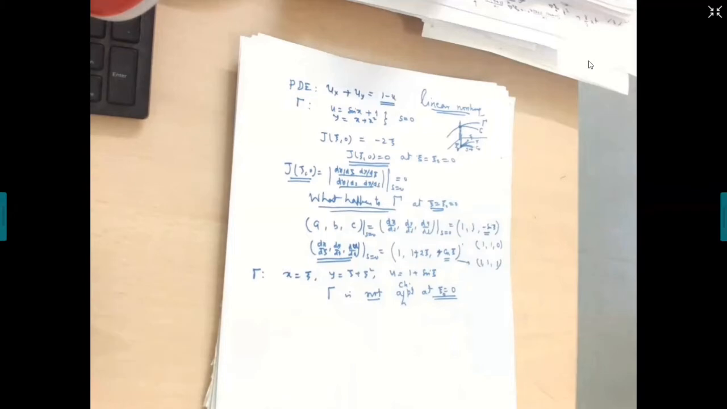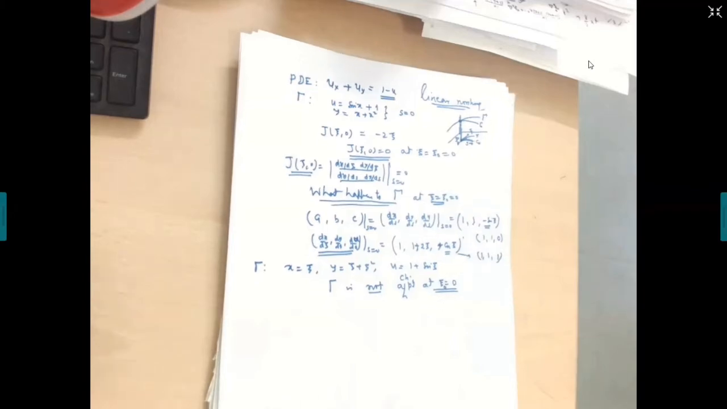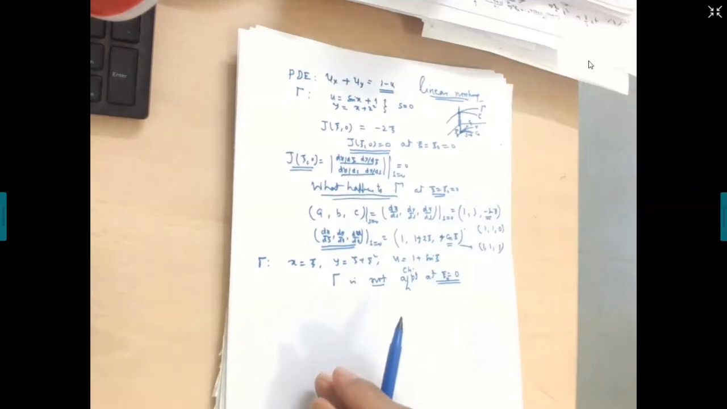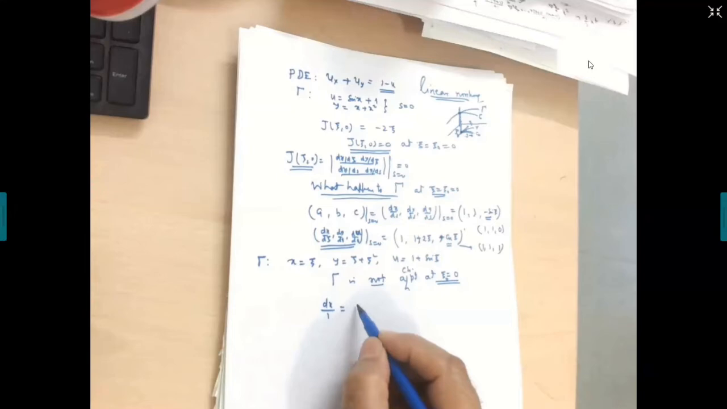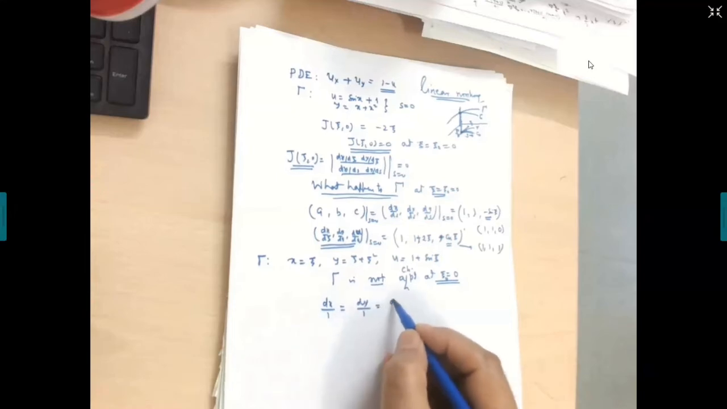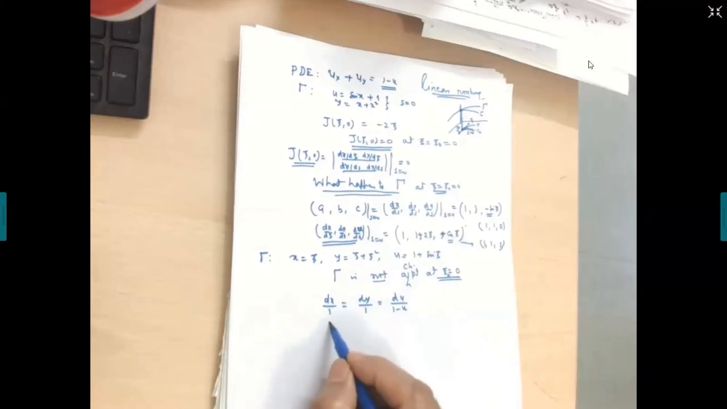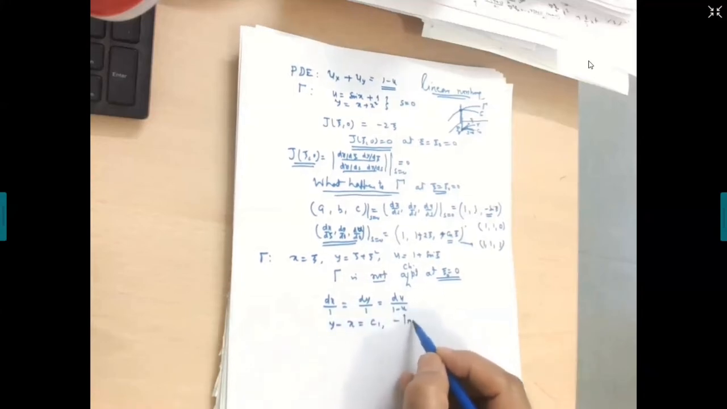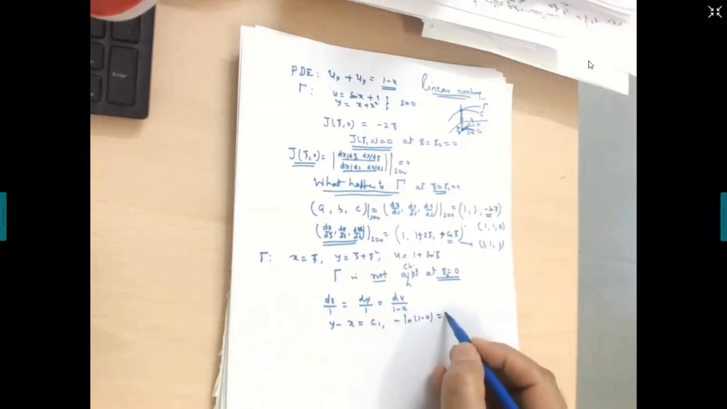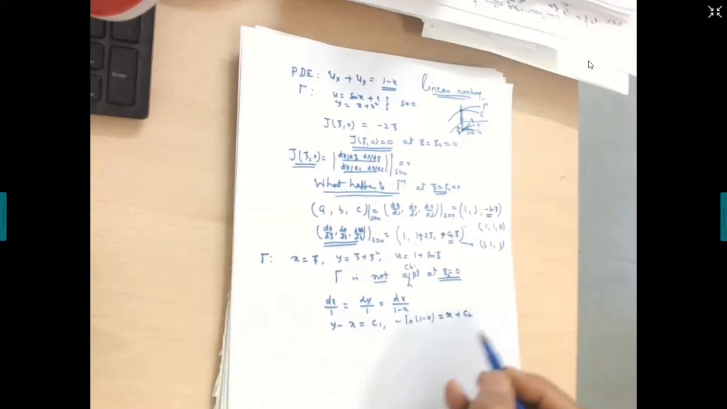All right. Now it would be interesting to find out what happens to the solution. The solution in this case would be dx upon 1 is dy upon 1 is equal to du upon 1 minus u. So y minus x is equal to c1, minus ln of 1 minus u is x plus some constant c2.